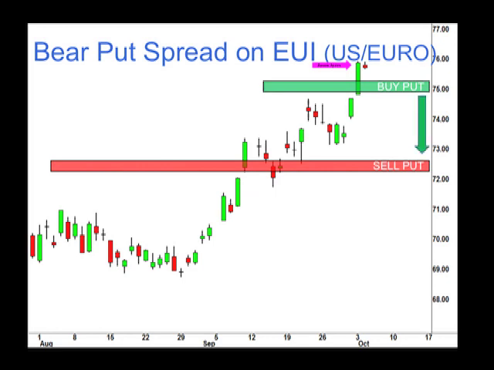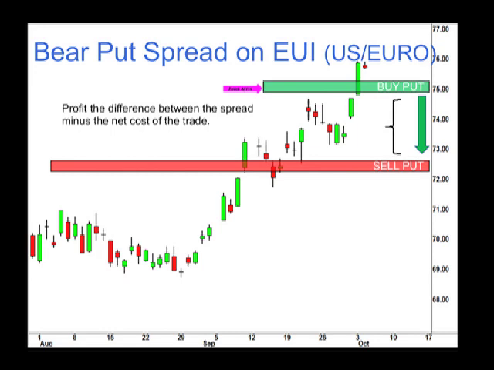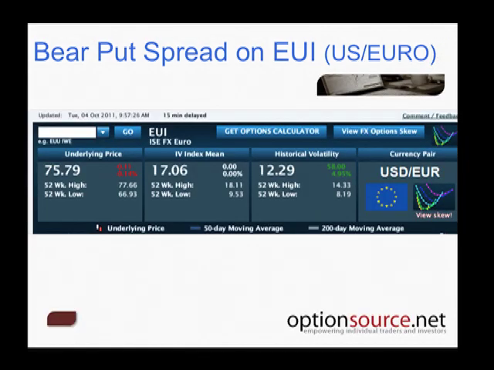are relatively expensive. So the idea is that we could buy a put option at the 75 strike, but then turn around and sell off a put option down around the 72.5 level, capitalizing on this move to the downside, and that may just be a retracement or maybe an all-out change in trend. Either way, over the next couple of months, we can capitalize on the difference between the 75 strike down to the 72.5 strike. So our profit is going to be the difference between the spread, in this case 75 down to 72.5, minus the net cost of the trade.